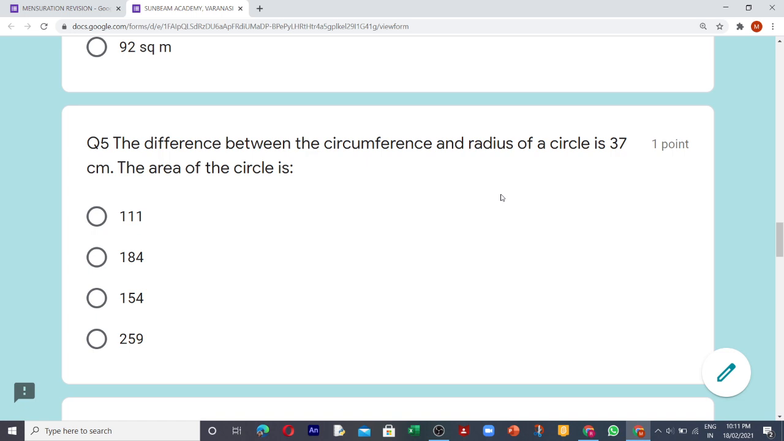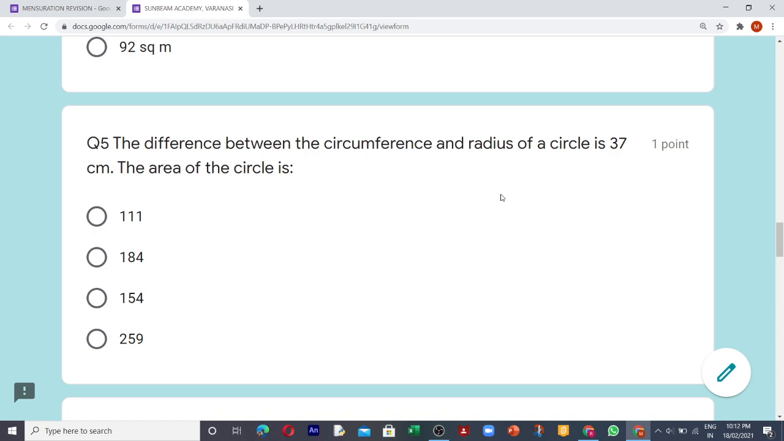Fifth question answer. Is it 111? Is it 184? 154 or 259? What is the answer? If done, can we move, children? Can we move to the next question? Till 5 we have done. Total 10 questions are there. Okay.